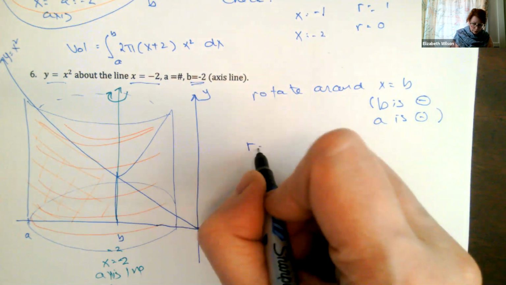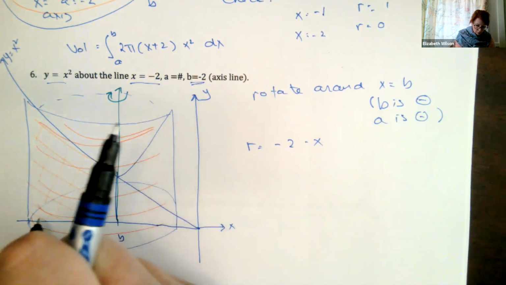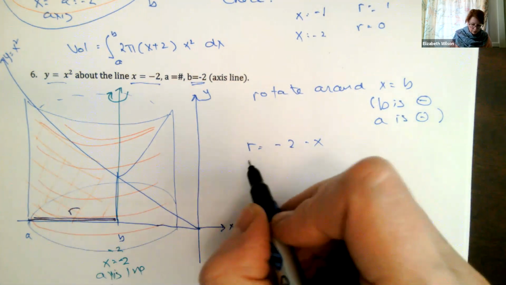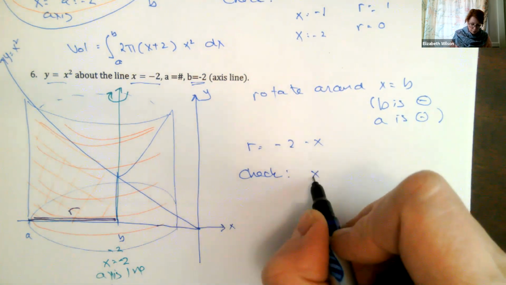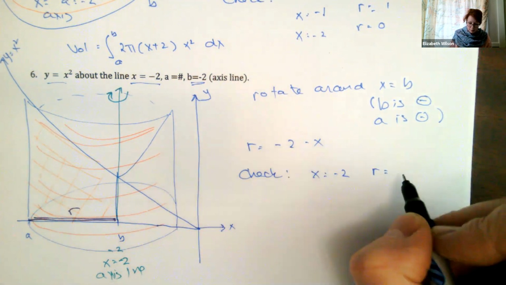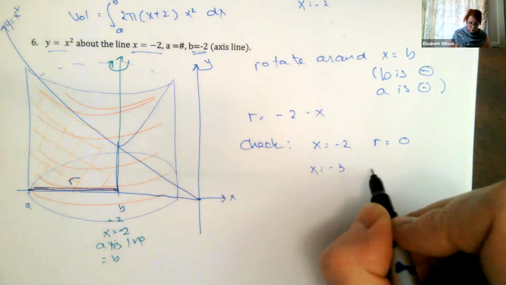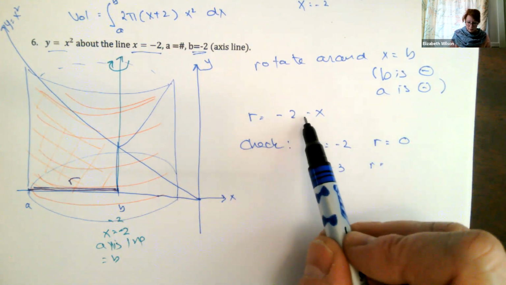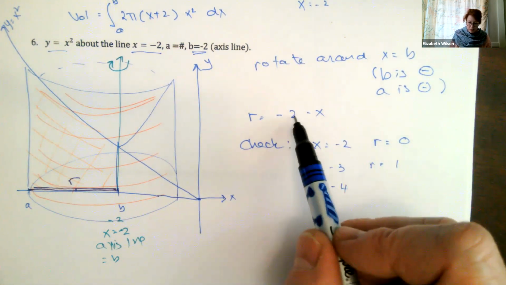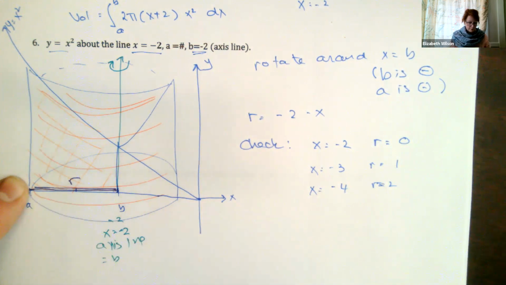So our radius is going to end up looking like minus 2 minus x. So here's our radius. If we do a check, when x is equal to minus 2, our radius is minus 2 minus (minus 2), which becomes 0. When x is equal to minus 3, our radius is equal to 1. When x is minus 4, our radius is equal to 2. So our radius gets bigger as I move farther out.